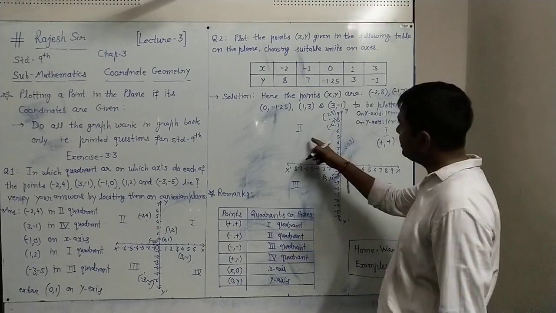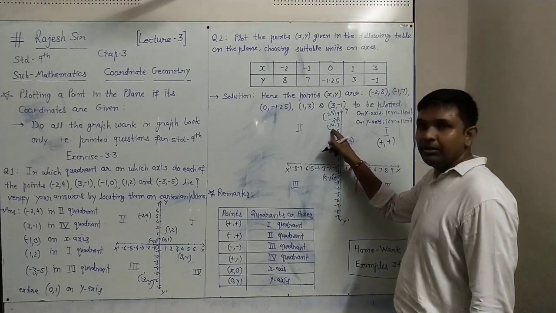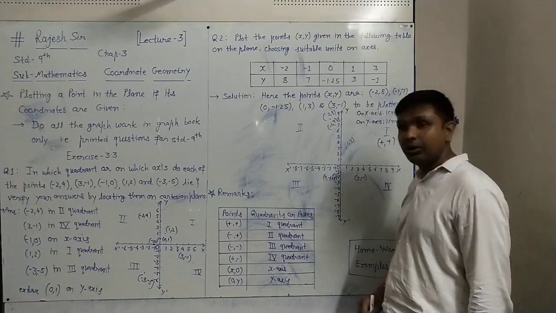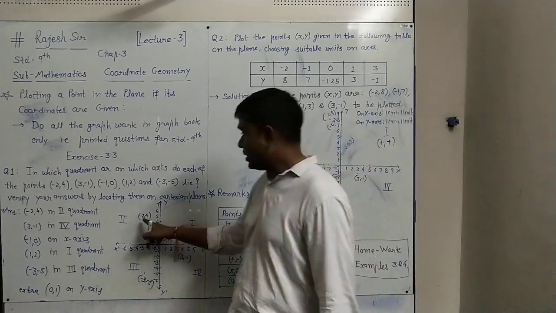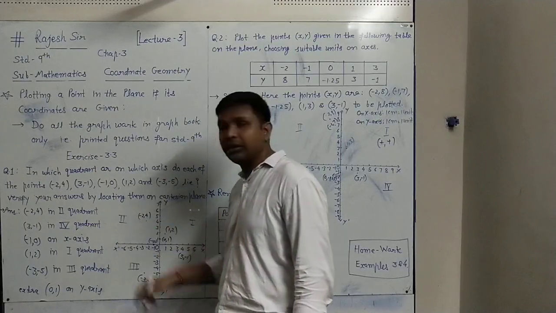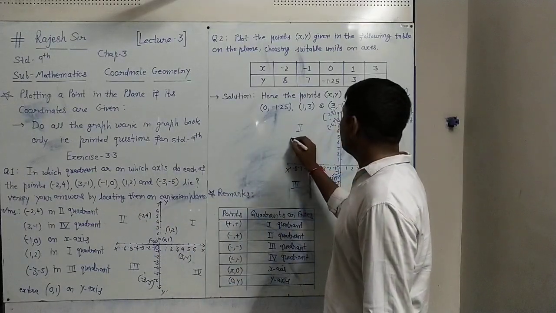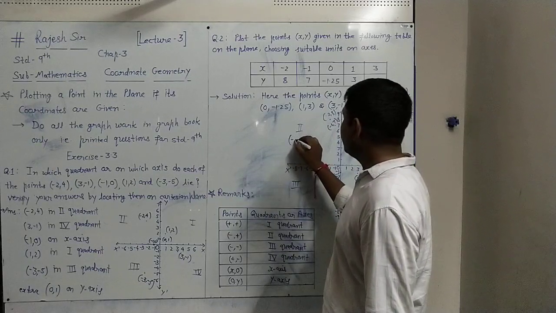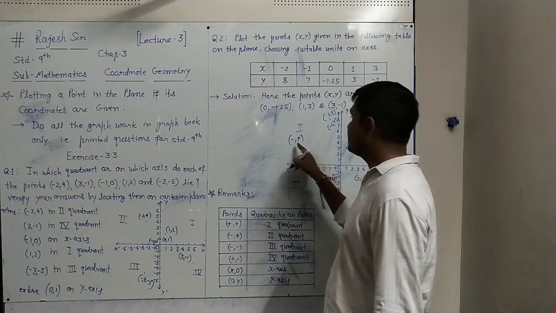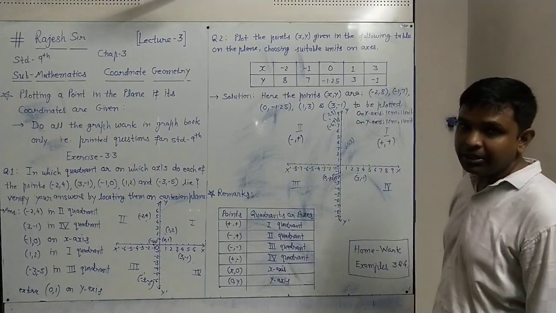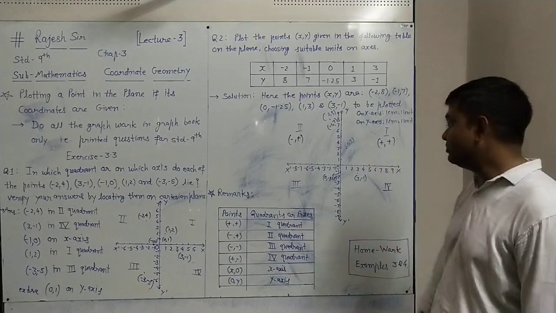In the second quadrant you see the x coordinate is minus and the y coordinate is plus. Both points come in the second quadrant. Here also the x coordinate is minus and the y coordinate is plus, second quadrant. So in this second quadrant, which type of points will come? Minus and plus type. It means the x coordinate will be minus and the y coordinate will be plus, then it comes in the second quadrant.